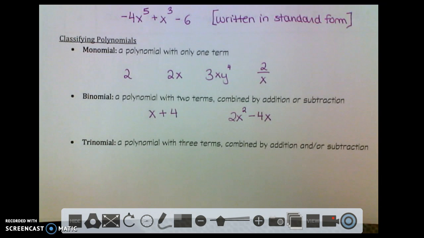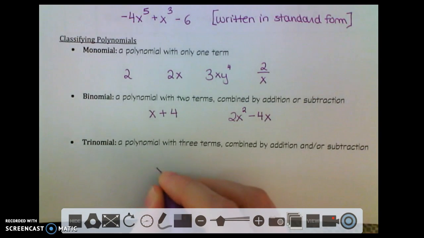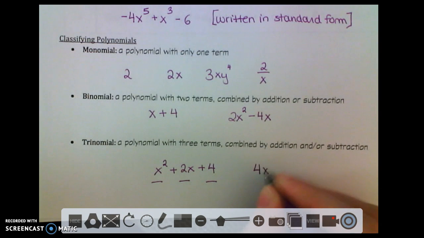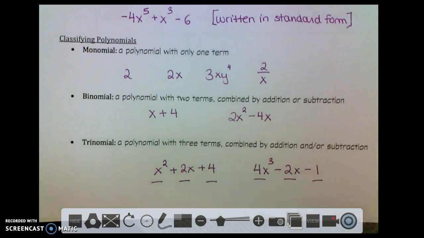And a trinomial is a polynomial with three terms combined by addition and or subtraction. So a polynomial with three terms, so a trinomial, might be like this. We have 1, 2, 3 terms. We could have a trinomial like this. 1, 2, 3 terms combined by addition and or subtraction. And it doesn't all have to be 1. This is still a trinomial. We still have 3 terms combined by addition and or subtraction.